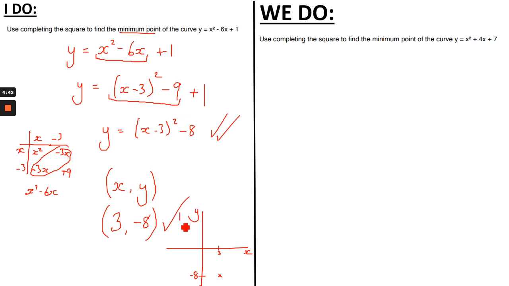So your quadratic looks something like this. The minimum point is at 3, minus 8. Okay, I'm just going to write this one out. And then what I'd like you to do is to attempt this question. Do as much of it as you can, and then play the video when you're ready to go through the answer.